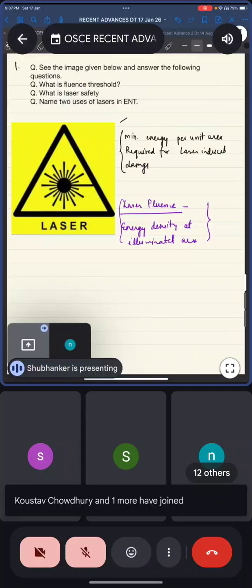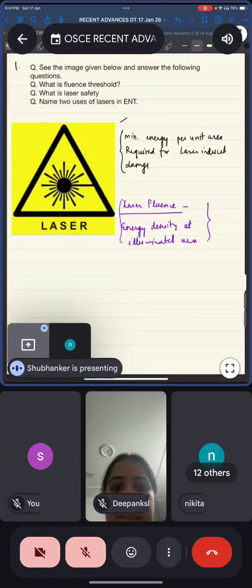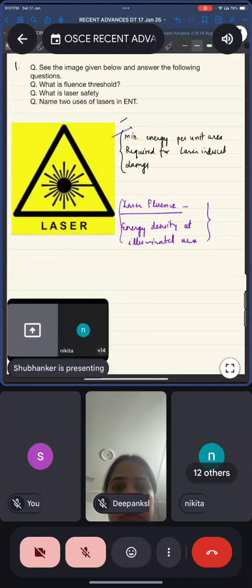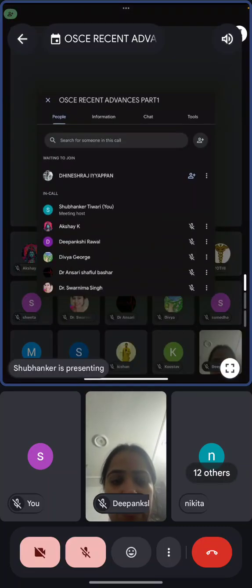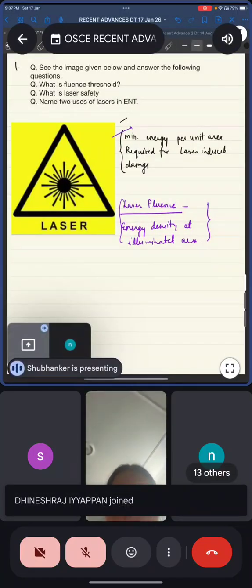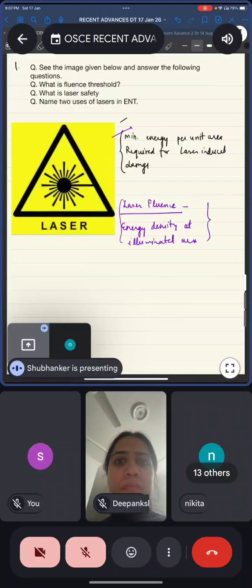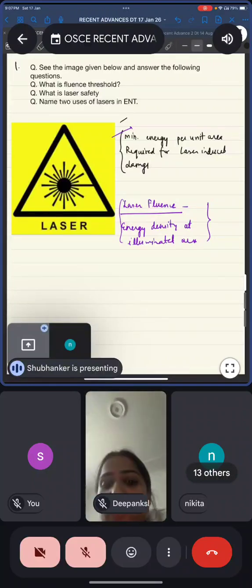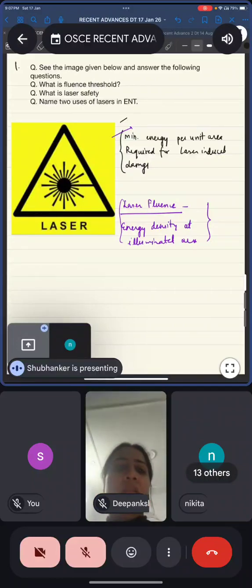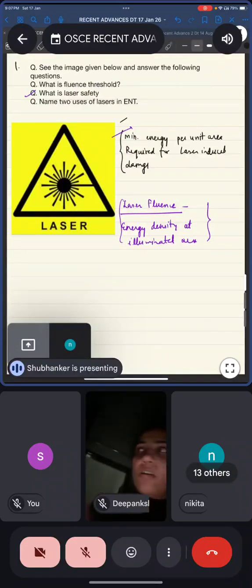So we were discussing, guys, what the image is about and the associated questions that can come. This is the fluence threshold. The first is what is fluence threshold, which is what we saw. The second associated question is laser fluence, the energy density at the illuminated area. Now, can somebody help me? What is laser safety? This is exactly from Scott Brown. Anyone? Any 1 or 2 points?